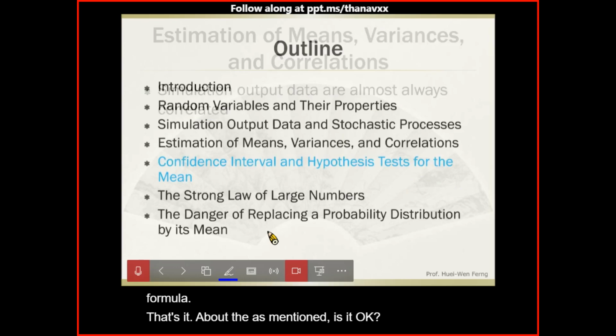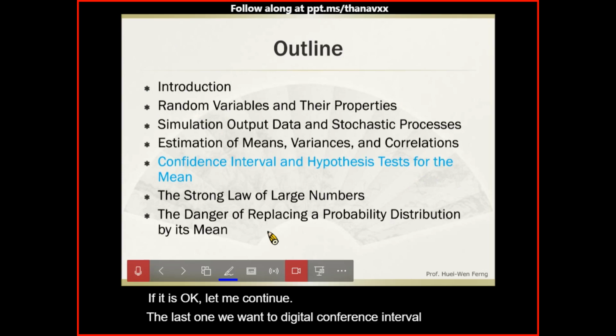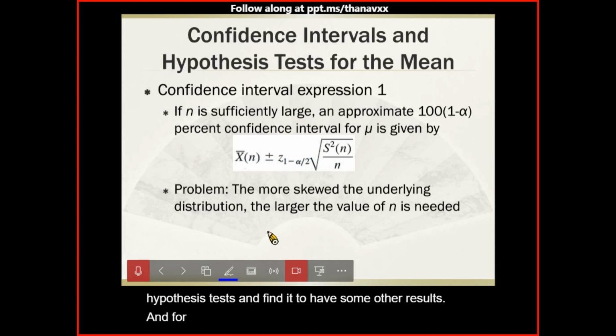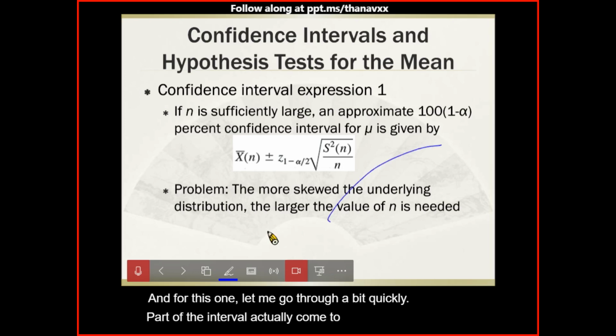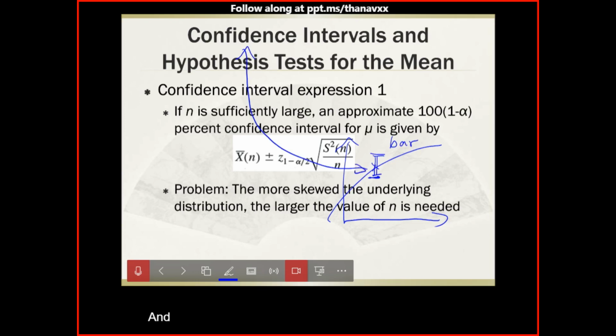Okay, let me continue. Next, we want to know confidence interval, hypothesis test, and finally to have some other results. For this one, let me go through a bit quickly. Confidence interval. If we have a graph like this, sometimes you will see someone that has a bar. And this bar we call confidence interval.